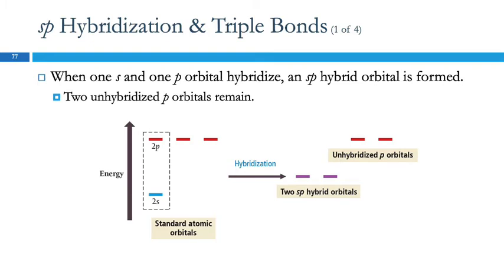Well, we can also hybridize just two orbitals, the s and one of the p's. And so then we end up with two hybrid orbitals. So these in the box, these get hybridized. Their energy is going to be between these two. And then the other two orbitals are just there, unchanged, unhybridized p orbitals. And so this is called an sp hybrid because it's one s and one p.